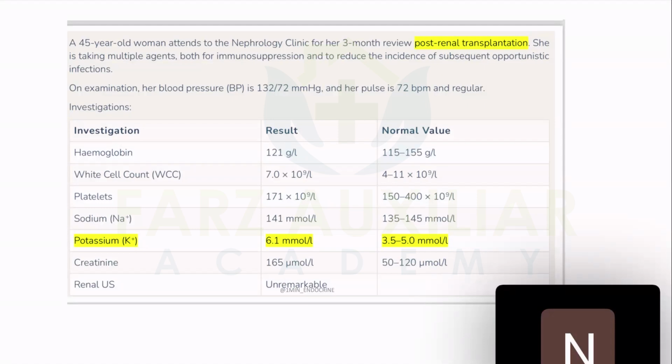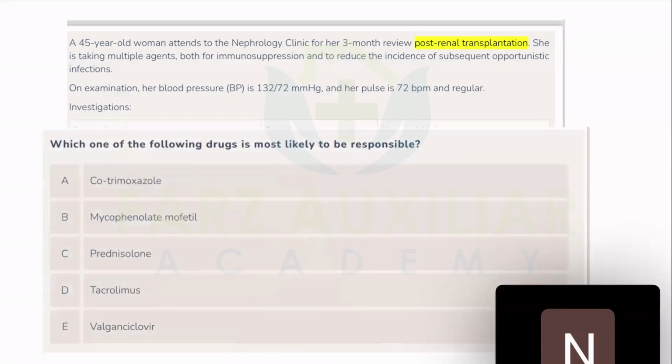Okay. So post-renal transplant patient now has a problem with creatinine and high potassium. So what is the drug involved? We discussed a similar question on our first day. There the drug was different. Here they are given the other drug.